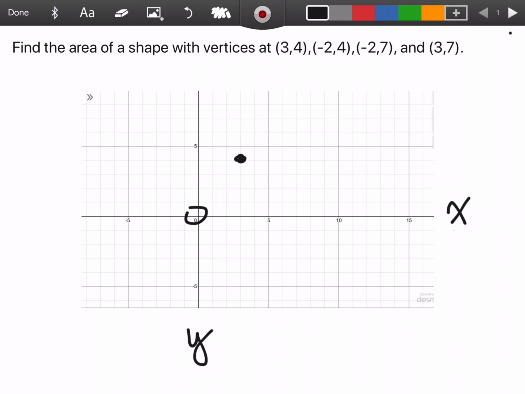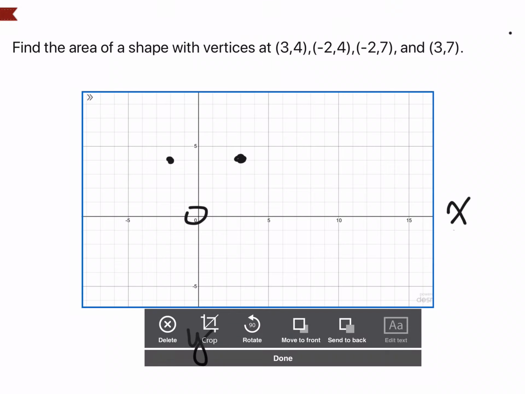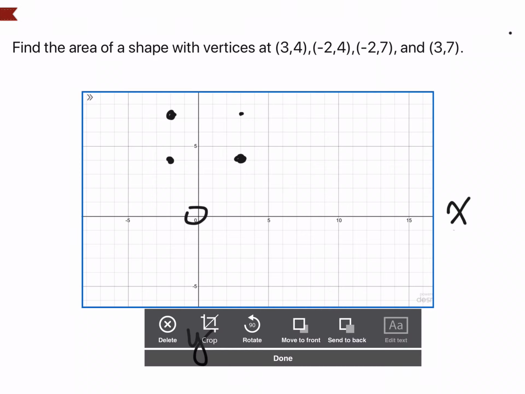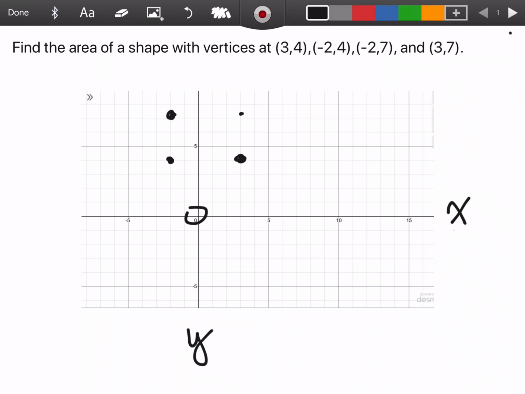Negative 2, 4 means we're going to go to the left 2 because of it being a negative, and we're going to go up 4. So we'll plot it at our point here. Now we have a negative 2, 7, so we're going to go left 2, go up 7, plot our point. And finally we have 3, 7, so we're going to go to the right 3 and go up 7. So here's our 4 points. So we can see then that our 4 points, if we connect them, they are going to make a rectangle. We know it's a rectangle because of the 90-degree angles.